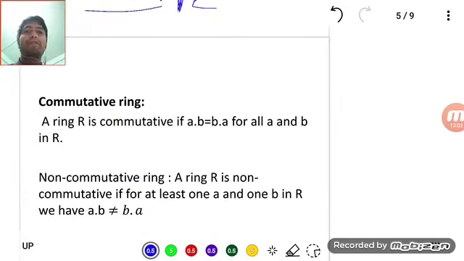So before going to examples, I think it is best if we learn some more definitions. Commutative ring.